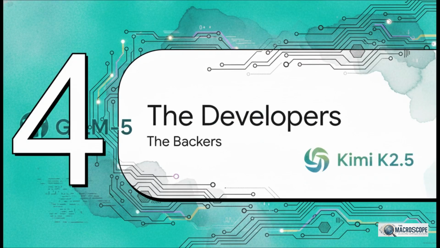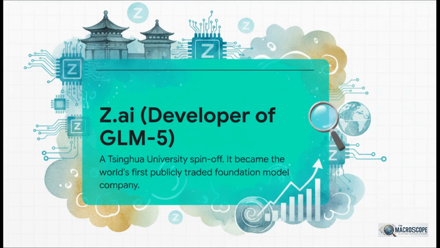When you choose a model, you're not just picking a piece of software. You're placing a bet on the team, the organization that built it. So let's take a closer look at the backers behind GLM 5 and Kimi K2.5. The team behind GLM 5 is Z.ai, and their story is pretty fascinating. They started out in the labs of the super prestigious Tsinghua University. But Z.ai isn't just some academic project. In early 2026, they actually made history by becoming the world's first publicly traded foundation model company. Being on the stock exchange gives them a totally unique and powerful position in the market.